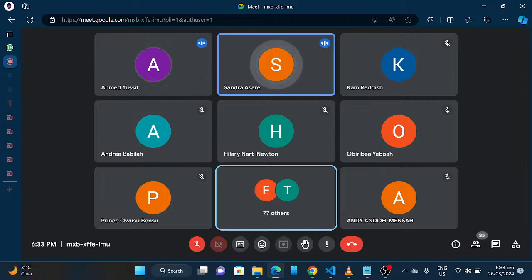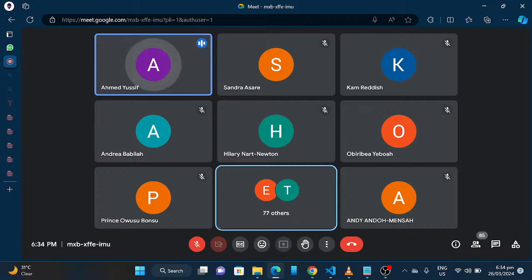The direct acting oral anticoagulants, the DOACs. All right. For the DOACs, we have subclasses. We have the factor 10A inhibitors, and we have the direct thrombin inhibitors.